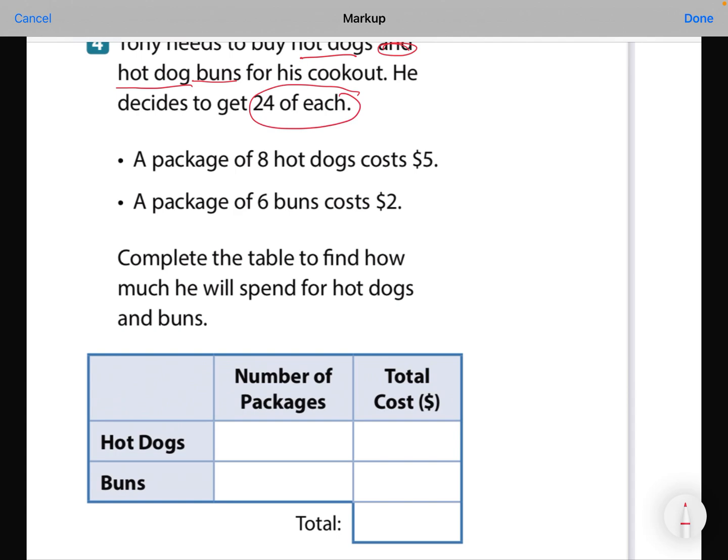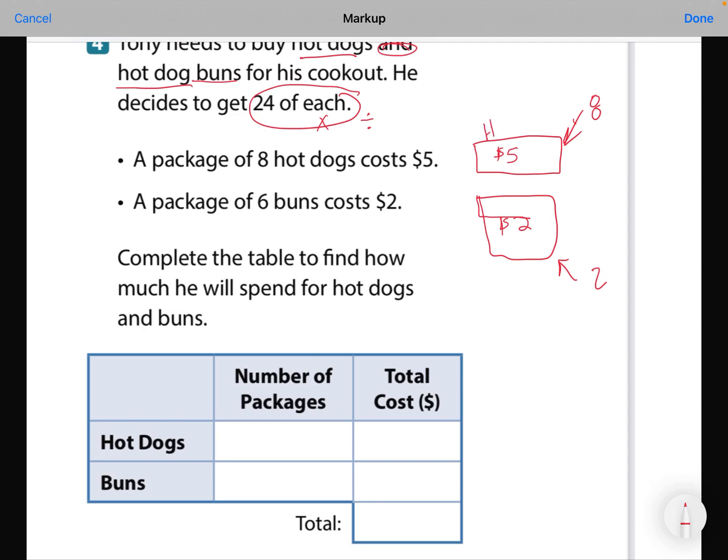24 of each. Sounds like we might be multiplying, but sometimes each means divide. We have to think it through. A package, okay, so a whole package of 8 hot dogs is $5. A package of, let's make the buns more like a square, costs $2. Meat's always more expensive than bread. Okay. There are 8 in here. There are 2 in there.